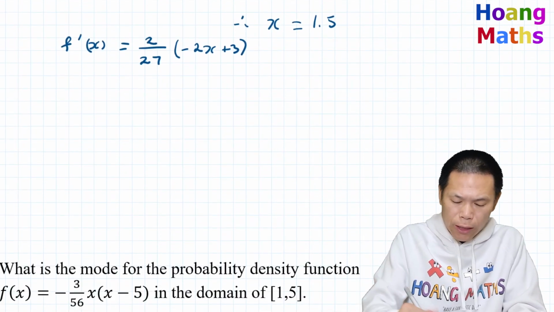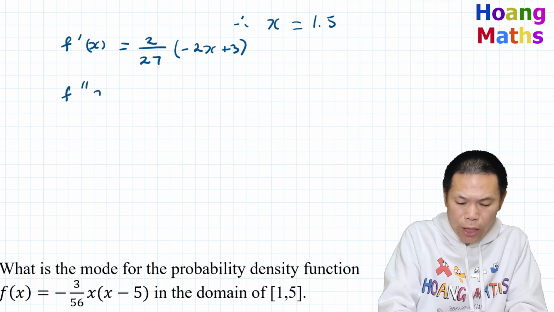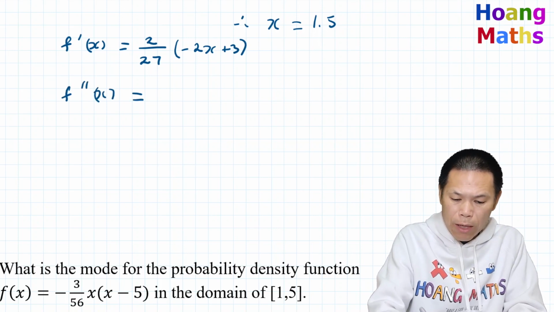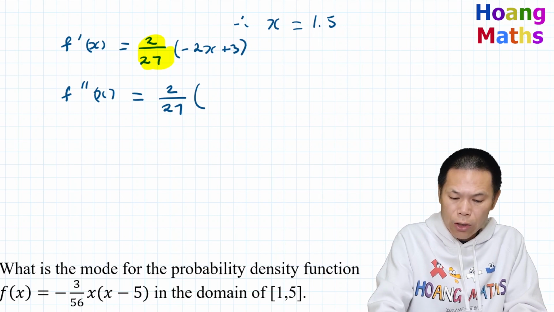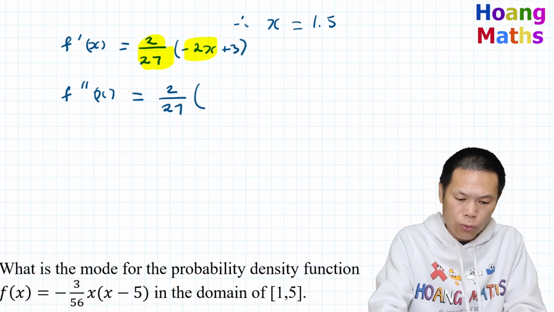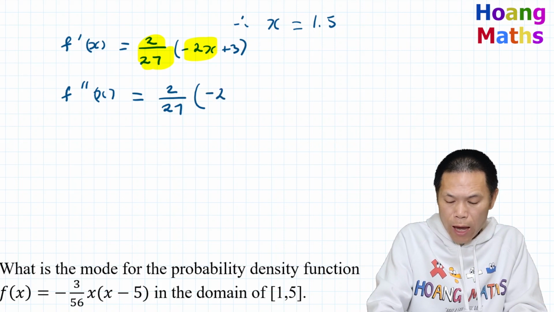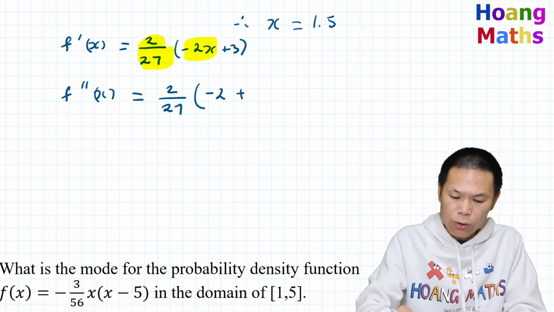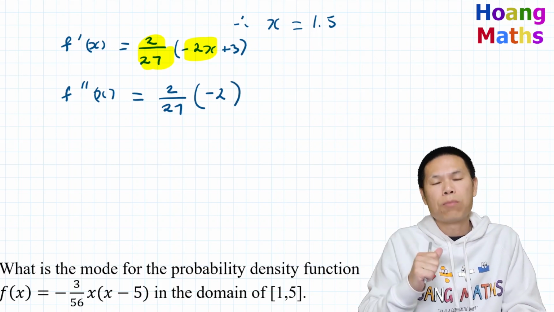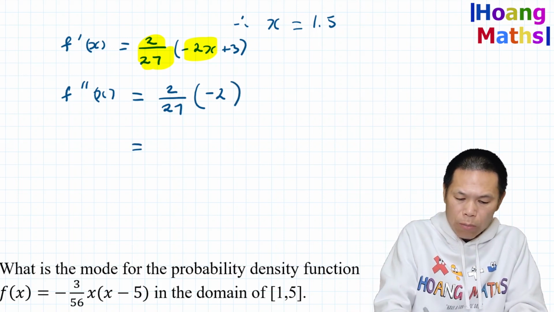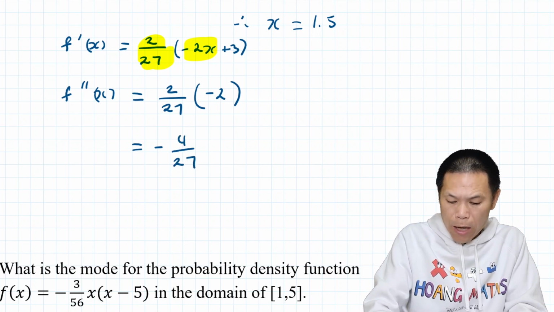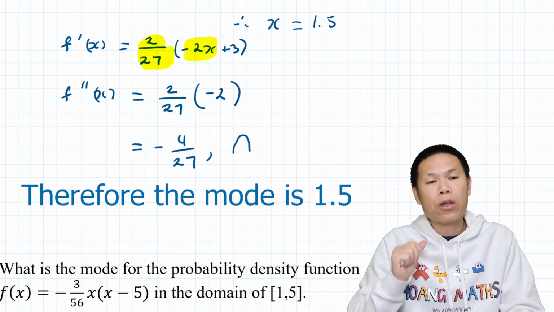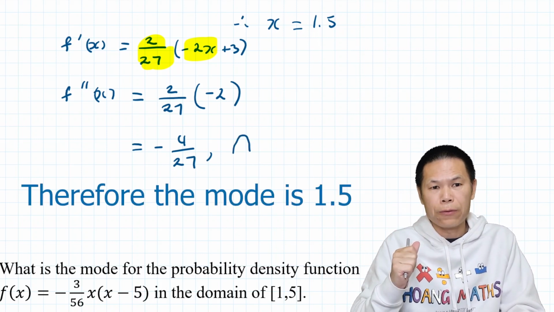So let's differentiate this again. So f double dash x is equal to, now remember this is just a constant, so let me write this down. 2 over 27, now we differentiate: negative 2x will give me negative 2, and then we differentiate 3, it gives me 0, so that is just that, because negative 2 plus 0 is negative 2 anyway. So that will give me negative 4 over 27. So therefore, it is a maximum. So therefore, the mode is 1.5.